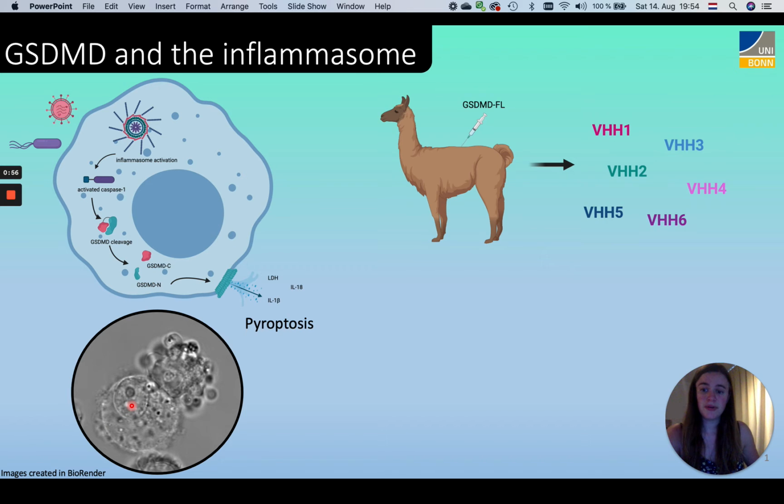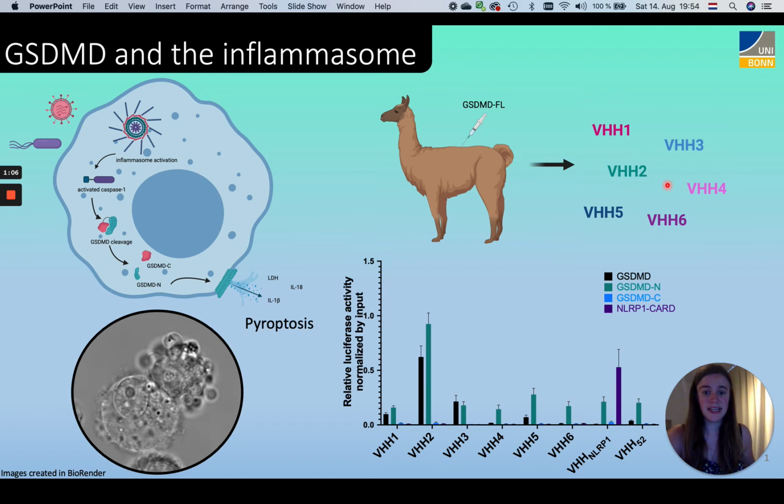To study the process of gasdermin D pore formation, we immunized a camelid with full-length gasdermin D, which resulted in 6 nanobody hits. Of these hits, 3 actually seem to bind, according to the immunoassay, to the cytosolic gasdermin D. So we decided to continue with these 3 nanobodies.